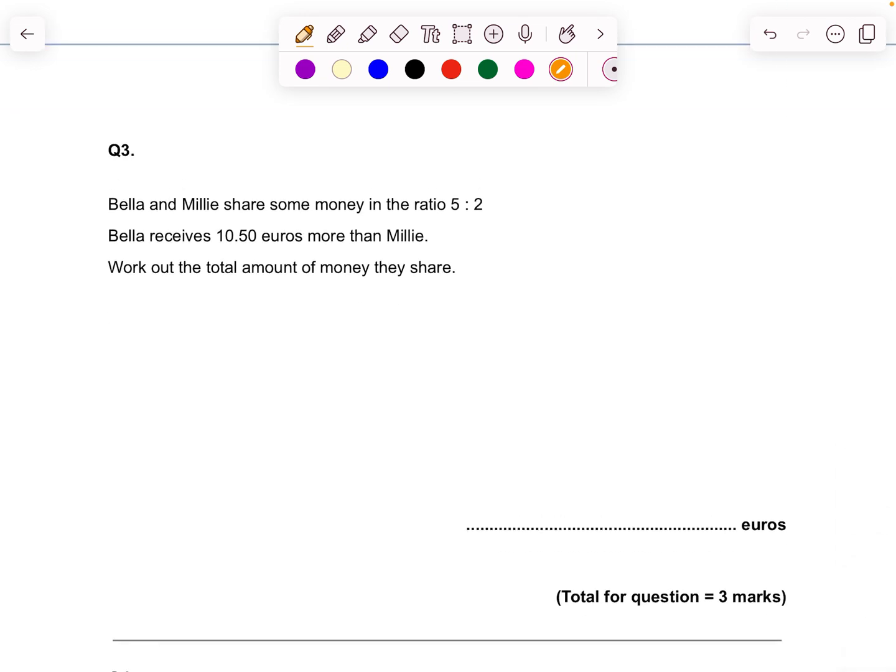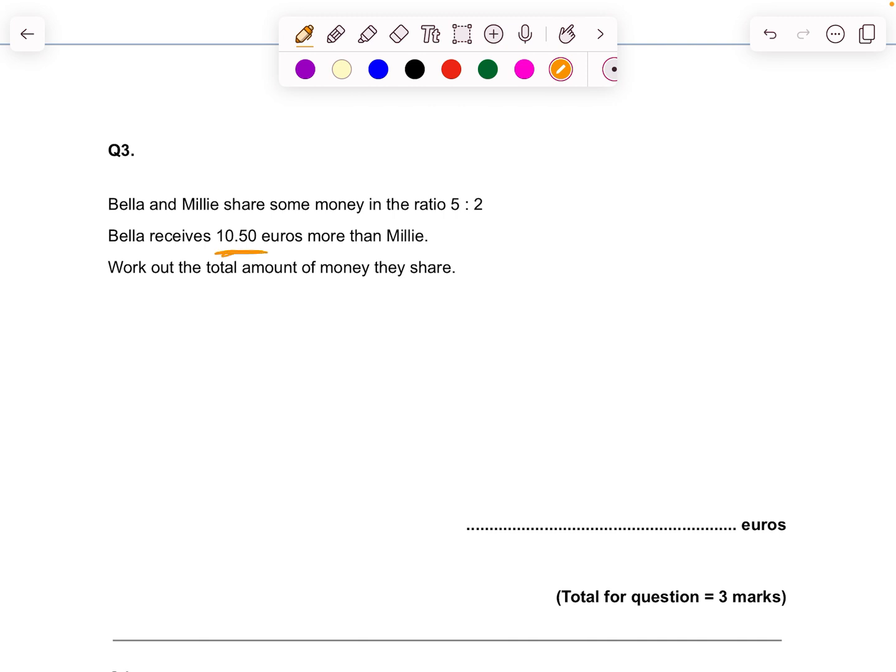Next, so Bella and Millie share some money in the ratio 5 to 2. Bella receives €10.50 more than Millie. We need to be careful. That's not saying how much money they have in total, so you cannot just add up 5 plus 2 and then divide €10.50 by 7. It's telling you that that's the gap between how much each person gets.